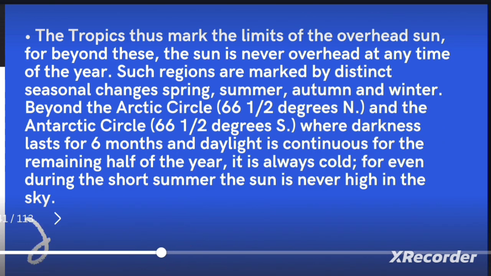The tropics thus mark the limits of the overhead sun, for beyond this, the sun is never overhead at any time of the year. Such regions are marked by distinct seasonal changes: spring, summer, autumn, and winter.